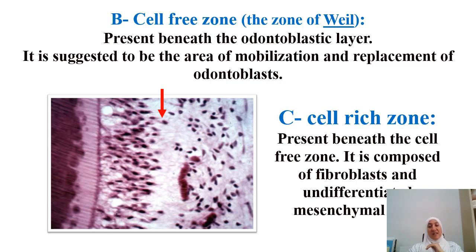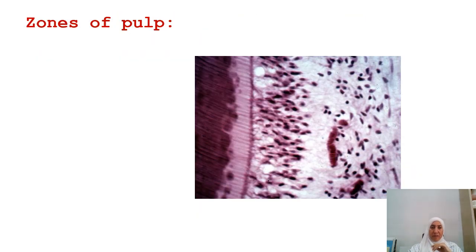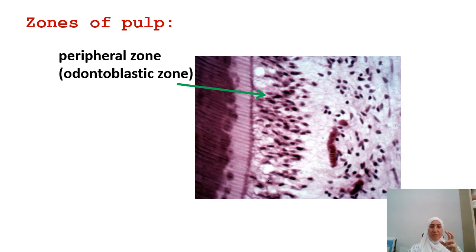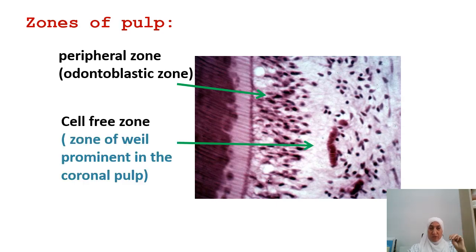After that, the cell-rich zone. By the way, odontoblasts, cell-free zone, and cell-rich zone are the odontogenic zone. These three layers exist in the odontogenic zone. Okay, the cell-rich zone is present beneath the cell-free zone, and it's composed of fibroblasts and undifferentiated mesenchymal cells. Thus, this is the peripheral zone, the odontogenic zone, formed of odontoblasts, cell-free zone, and cell-rich zone.